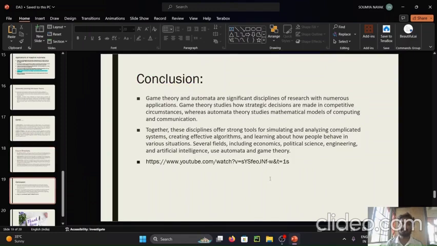So moving to the conclusion section, game theory and automata are significant disciplines of research with numerous applications. Game theory studies how strategic decisions are made in competing circumstances, whereas automata theory studies the mathematical models of computing and communication. Together, these disciplines offer strong tools for simulating and analyzing complicated systems, creating effective algorithms, and learning how people behave in various situations. Several fields, including economics, political science, engineering, and artificial intelligence, use automata and game theory. So that's all about the entire topic.